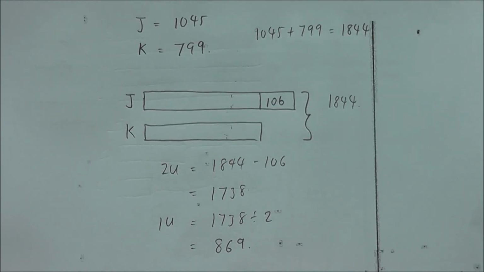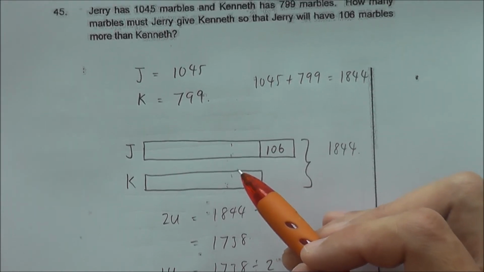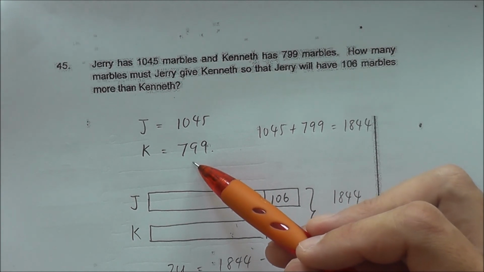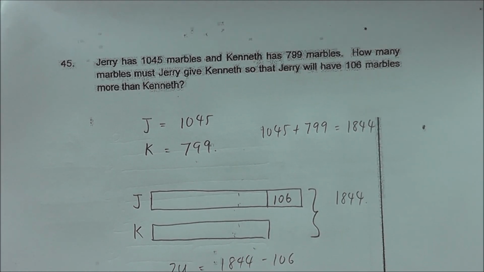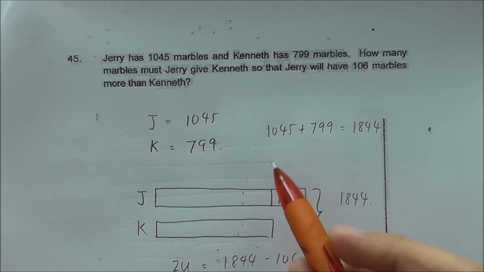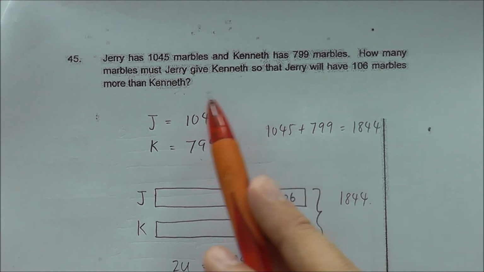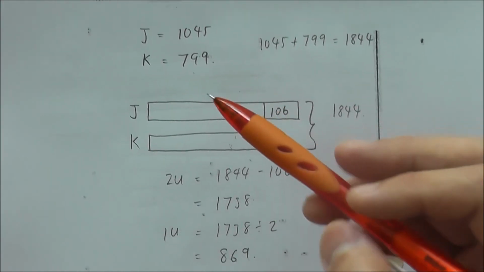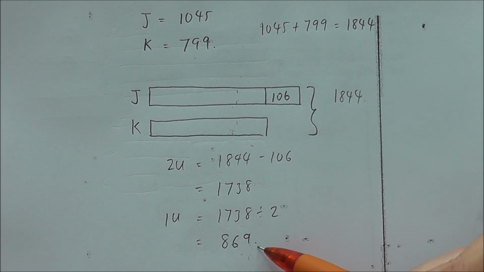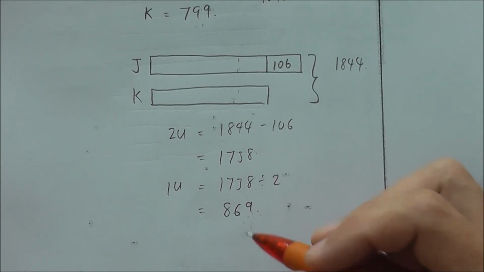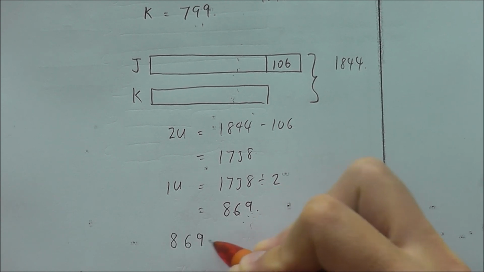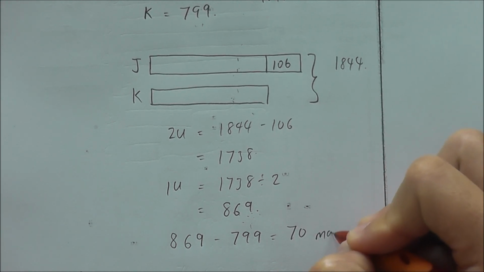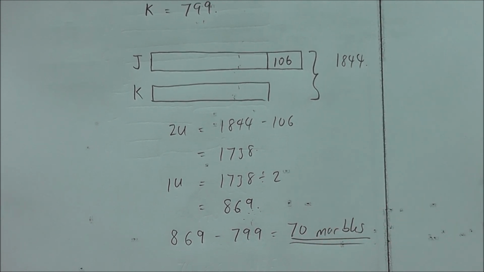Okay, clear about this? So guys, now we know that Kenneth has 869 at the end. So at the beginning, Kenneth only had 799. So how many marbles did Jerry give Kenneth? That is the same as how many marbles Kenneth received from Jerry. You look at Kenneth at the beginning, 799. Kenneth at the end is 869. So to jump from 799 to 869, Kenneth must have taken 869 minus 799, which is 70 marbles from Jerry. Okay, so with this we can get the answer.